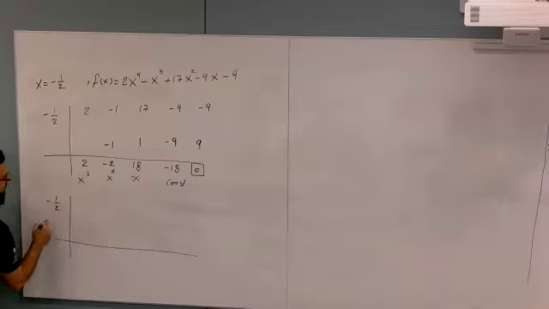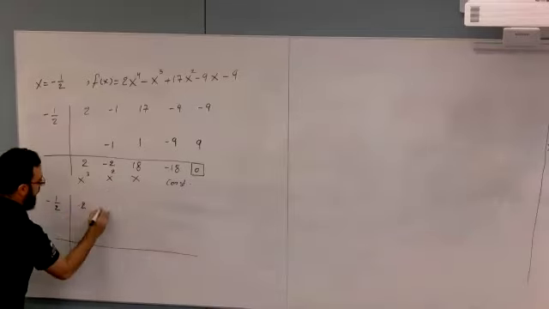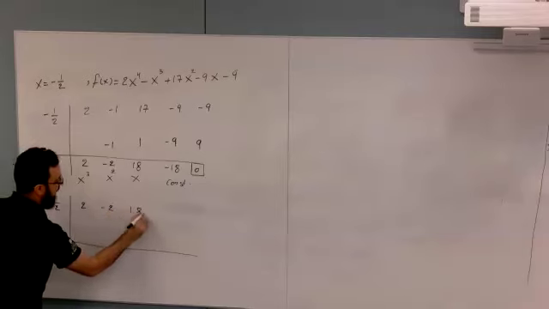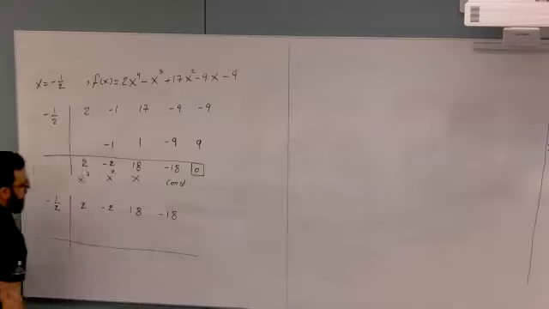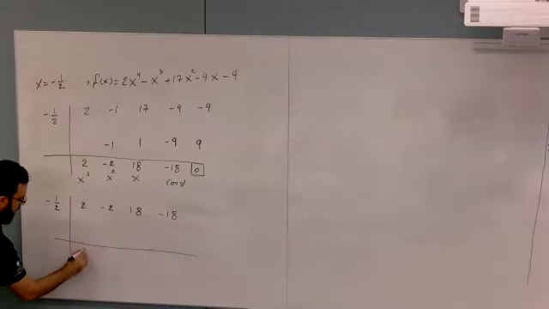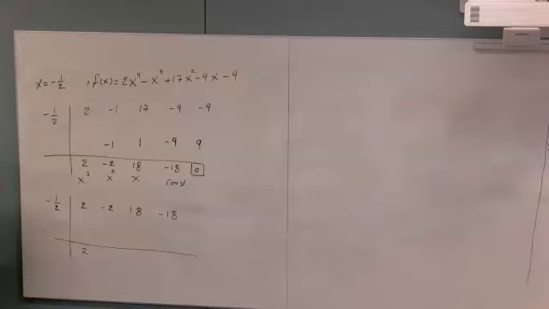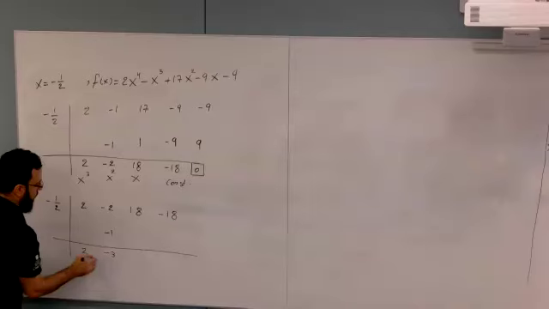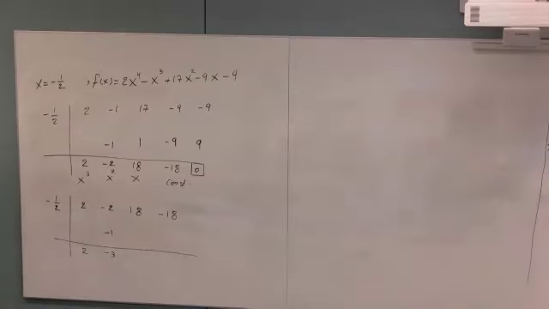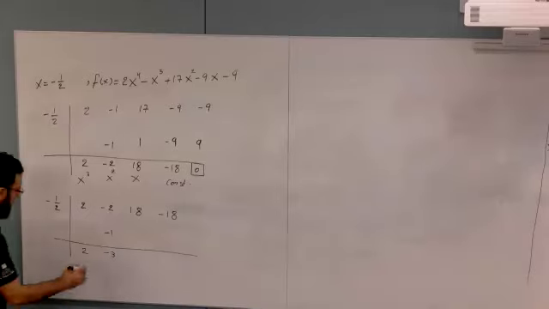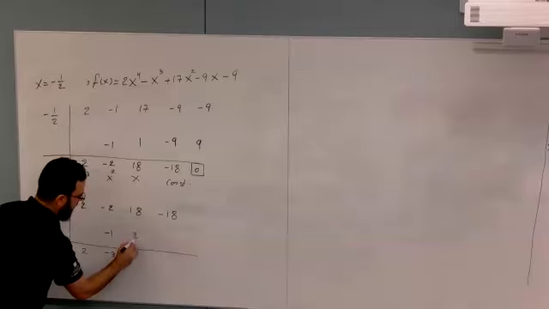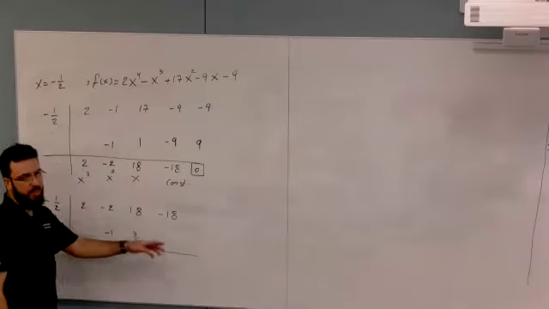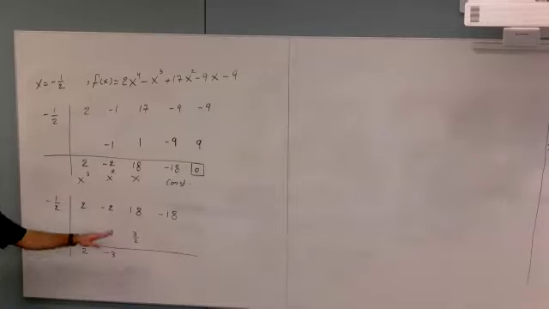Let's do another one, again using the half, but I'm going to use this one: 2, negative 2, 18, and negative 18. That number goes down. Negative half times 2 is negative 1. Negative 2, add with negative 1. And negative half times negative 3 is going to be... halves. Add these together, 100% it's going to be 0 here. So that's been used, you can't use it again.